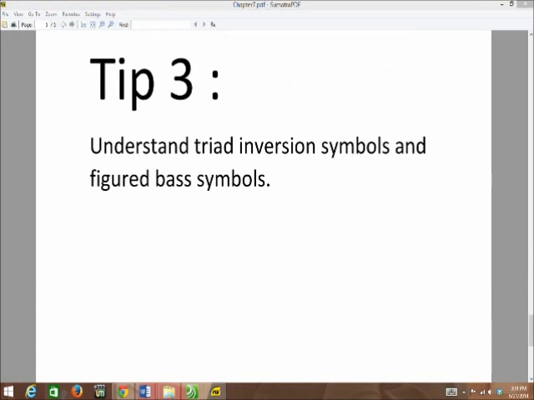Tip 3. Understand triad inversion symbols and figured bass symbols. Page 145 to 148 introduces triad inversions. Realize that the lowest sounding pitch of a triad, meaning if it's the root, the third, or the fifth, is what designates the inversion position, and not the notes above the bass.